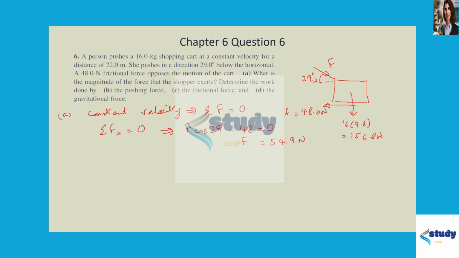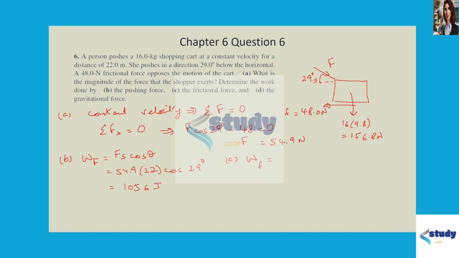Now in part B, it says that you have to find the work done by the pushing force, the frictional force, and the gravitational force. So let's take a look at the work done by the force F. The force F, we just figured out the magnitude, and the magnitude is equal to 54.9, and the displacement over which that force acts is 22 meters, and the angle between the force and the displacement is 29 degrees. So we can now find the work done by that force, and that is equal to 1056 joules.